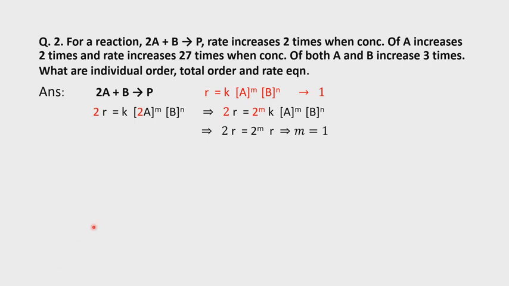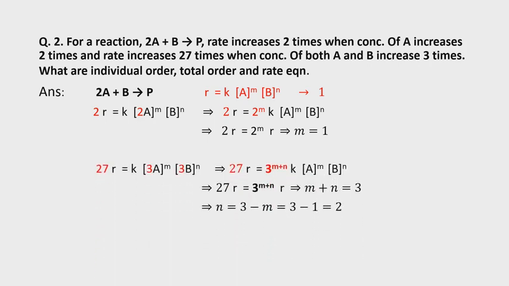One more statement is there. Look at that statement. Rate increases 27 times when concentration of both A and B increases 3 times. Friends, very clear. Concentration of both A and B increases 3 times, means A becomes 3A, B becomes 3B at a time. Then only R becomes 27R. This is the meaning of the statement.